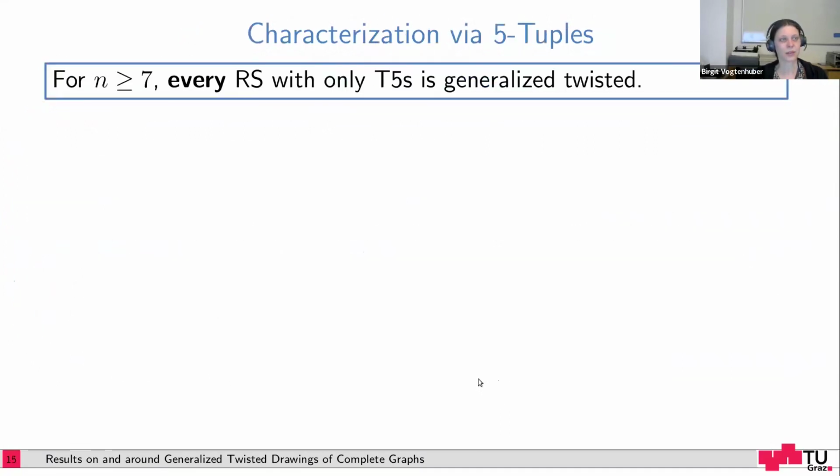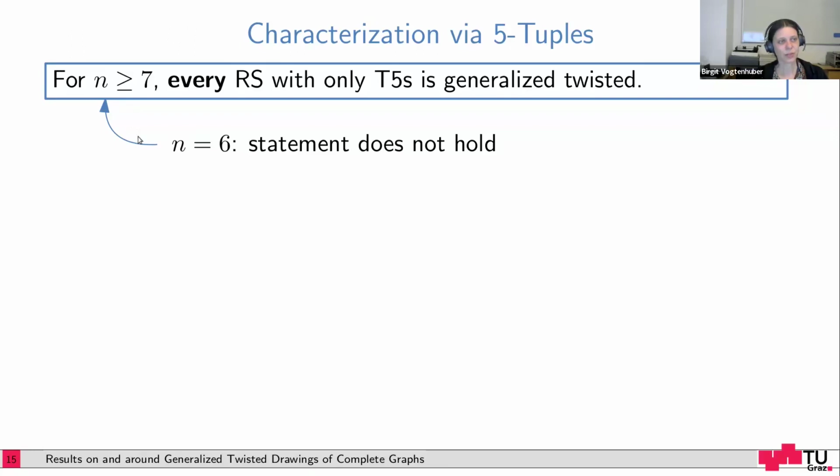And what we observed is that for n equals 7, every rotation system that has only T5s is generalized twisted. And surprisingly, this property holds also for any n that is larger than 7. So note it does not hold for n equals 6. There we had this counterexample.